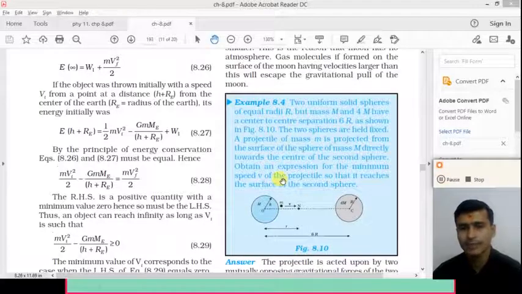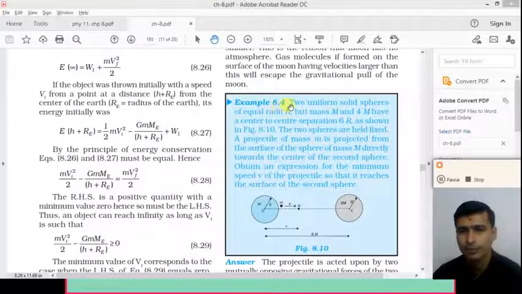So let us start with the textbook example number 8.4. Let us see the statement of example number 8.4. Two uniform solid spheres of radius r but mass m and 4m have a center to center separation of 6r.